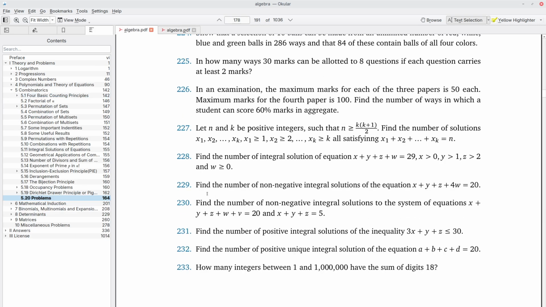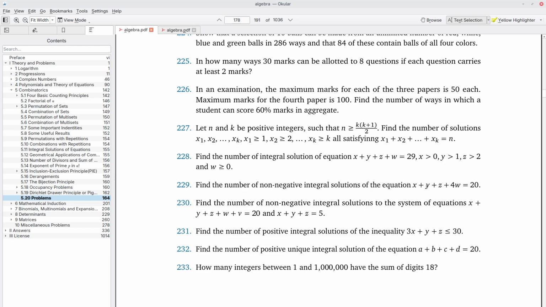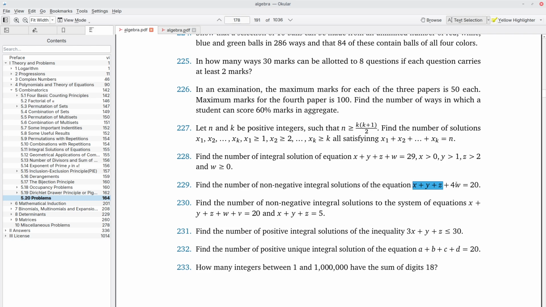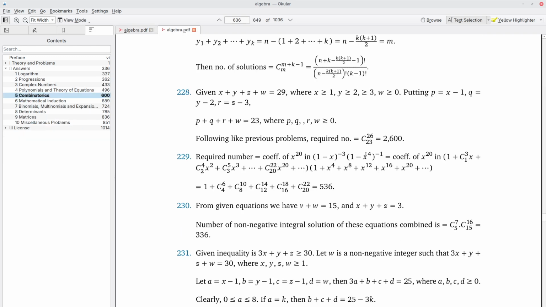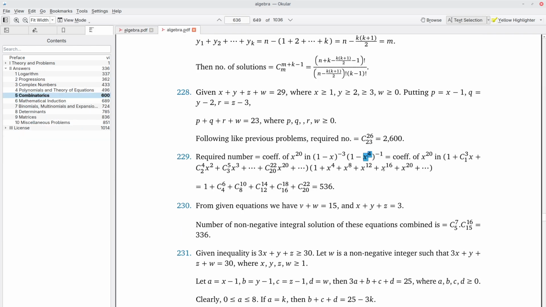Question 229 says: find the number of non-negative integral solutions of the equation x plus y plus z plus 4w equal to 20. So the required number would be the coefficient of x to the power 20 in (1 minus x) to the power minus 3 multiplied by (1 minus x to the power 4) to the power minus 1. So you see, x, y, z have the power of x here. It is 4w, that is why it is x to the power 4. And these are 3, so we have got cube, and w is 1, so we have got minus 1.